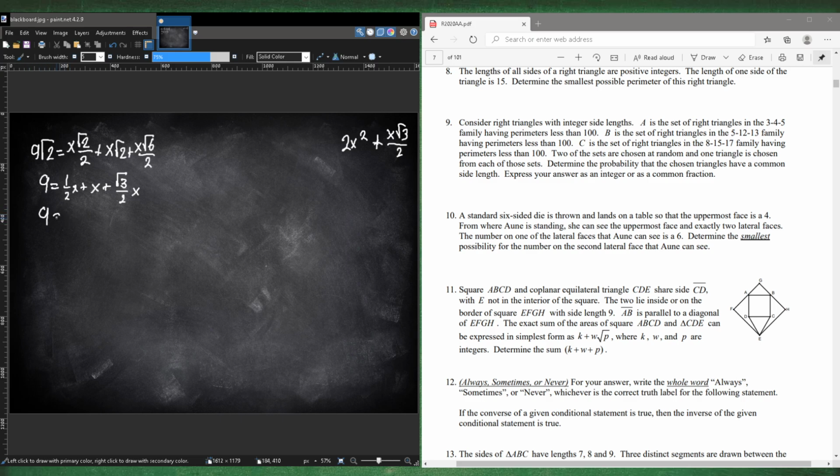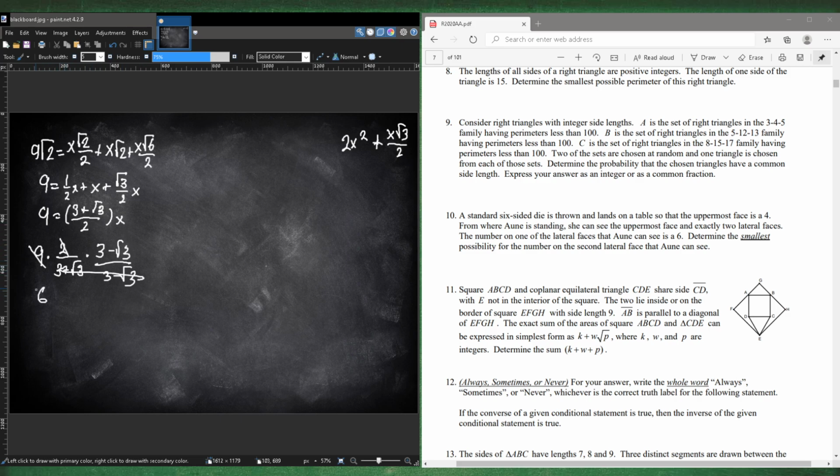So that gives us that 9 is equal to 1 half plus 1, which is 3 over 2, and then plus the square root 3, because that's over 2 also, times x. So that means x equals 9 times 2 over 3 plus square root 3. So we just need to simplify this part. All we technically need to do is multiply by 3 minus square root 3. So 3 times 3 is 9. Square root 3 times negative square root 3 is negative 3. So 9 minus 3 is 6. So this bottom part is 6.